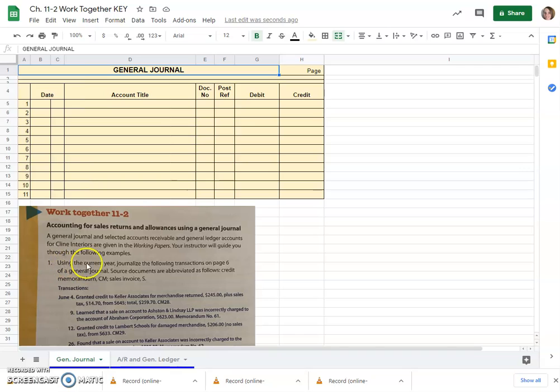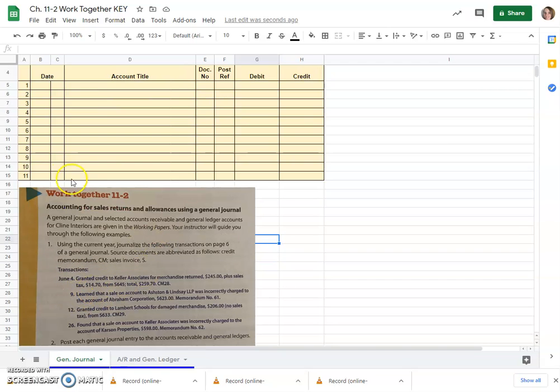And using the current year, journalize the following transactions on page 6 of the general journal. So we'll just go ahead and fill the page number in. Source documents are abbreviated as follows: credit memorandums are CMs and sales invoices are Ss. Okay, so first one, June 4th. Granted credit to Keller Associates for merchandise returned.